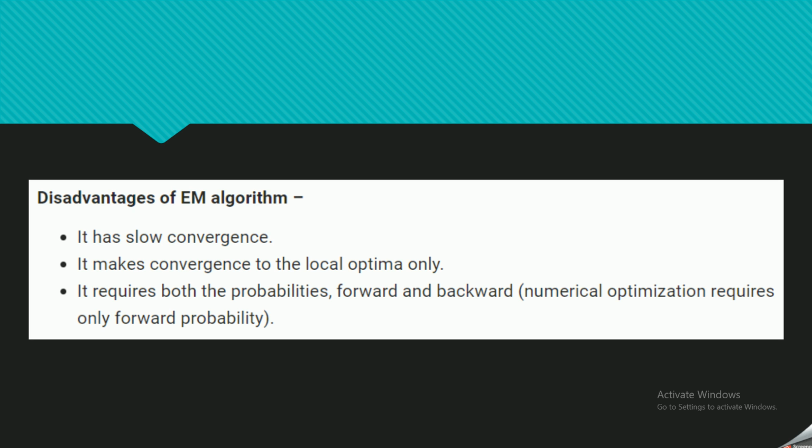Disadvantages: convergence is slow. It takes a lot of time. It makes convergence to the local optima only. We don't reach the global optima. Local optima can include local maximum and local minimum, but we are interested in global maximum and global minimum. So convergence is met to the local optima only. It requires both forward and backward probabilities, but in numericals, we consider only forward probability.